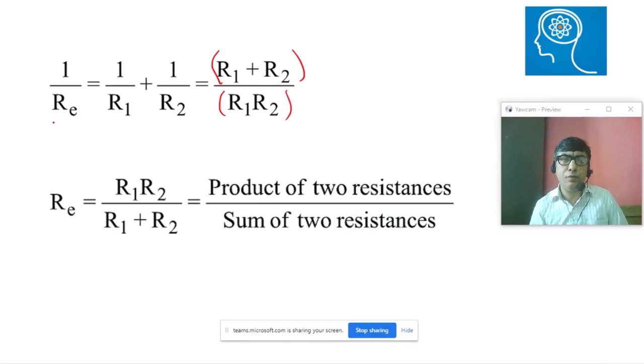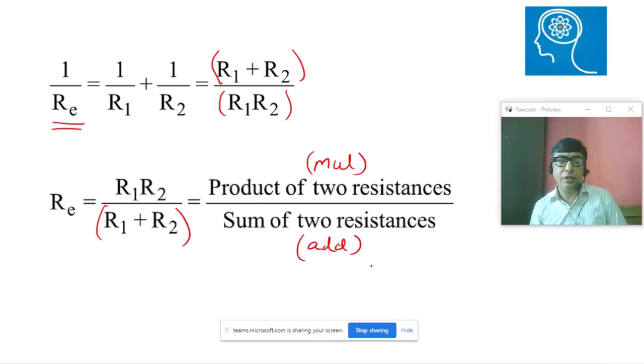Now I want to find out the value of R equivalent, so I will take the reciprocal. If I take the reciprocal, it becomes R1 R2 upon R1 plus R2. Correct. So in this formula, multiplication is there in the numerator and addition is there in the denominator. The product of two resistors, that means multiplication, is in the numerator, and the sum of the two resistors, that means addition, is in the denominator. So this formula becomes multiplication upon addition. Okay, so this formula we have to use.